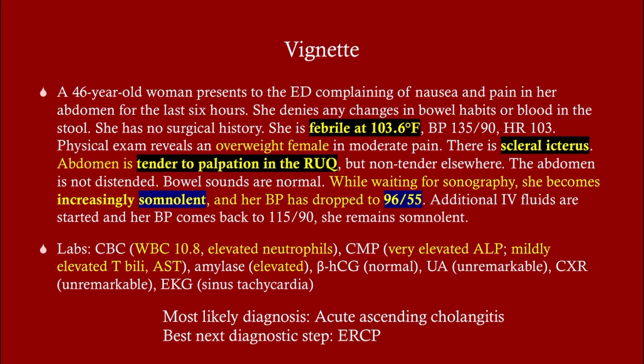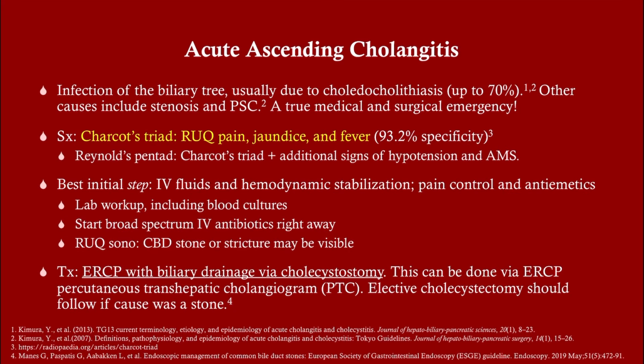All right, why did I highlight these things? We're going to see. So this is acute ascending cholangitis. As biliary colic is to acute cholecystitis, choledocholithiasis is to acute ascending cholangitis. So this is an infection of the biliary tree rather than just the gallbladder. And it's usually due to choledocholithiasis, but there are other possible causes, including stenosis and primary sclerosing cholangitis.